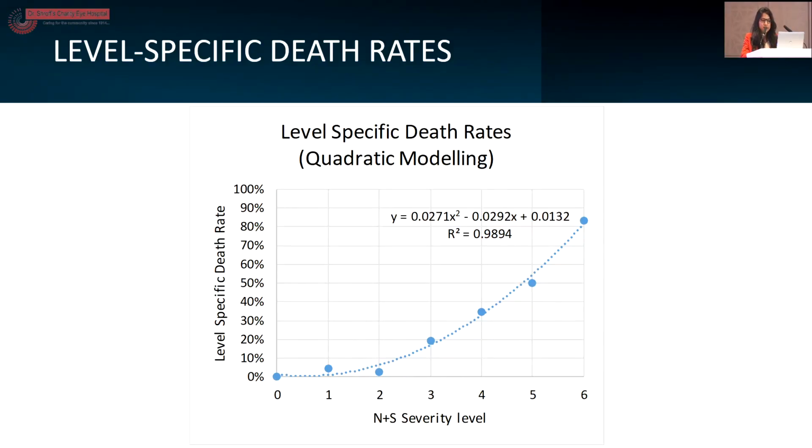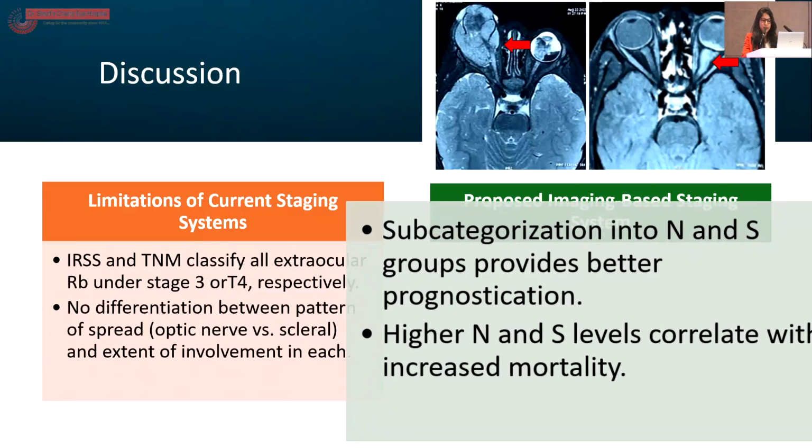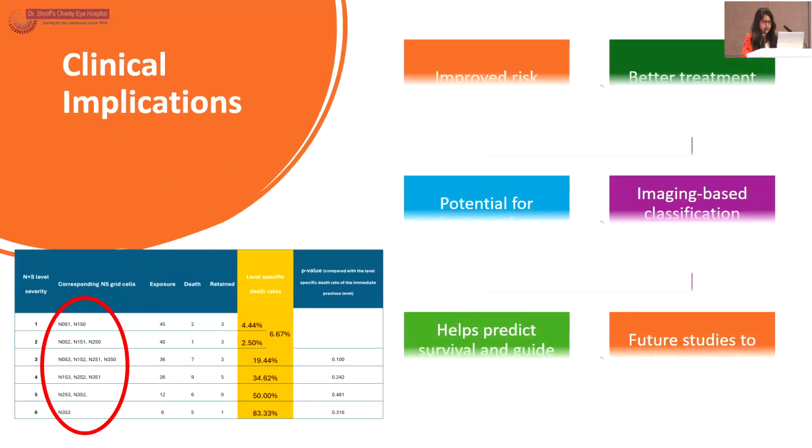The graphical representation of the same proves that all scleral and optic nerve involvement are not the same, and the death rate rapidly escalates with increasing scleral and optic nerve extent severity. So a novel imaging-based system subcategorizes a large pool of extraocular retinoblastoma, thus helping prognosticate better. The higher the S or N extent level, the more the mortality.